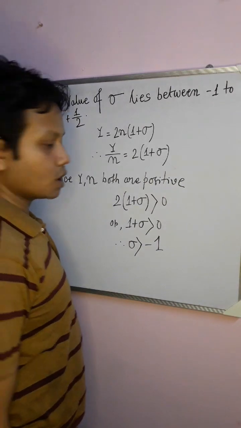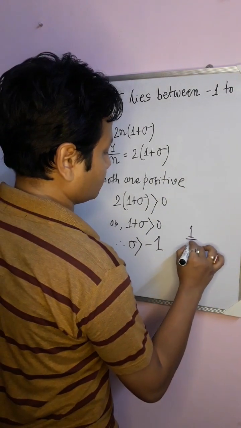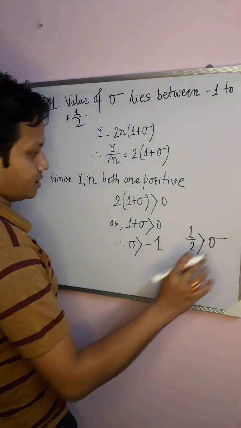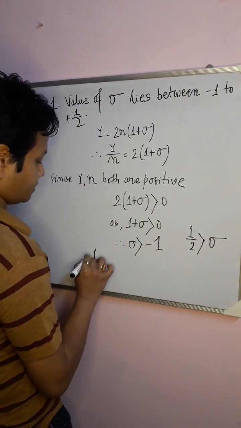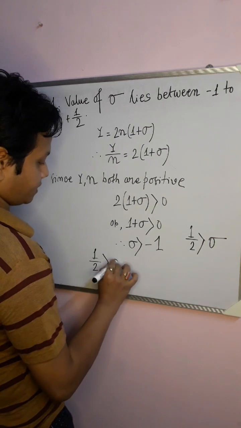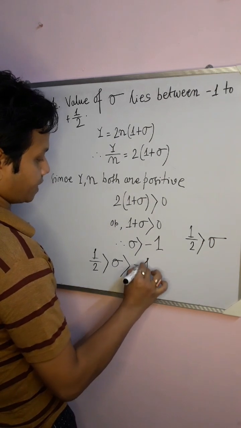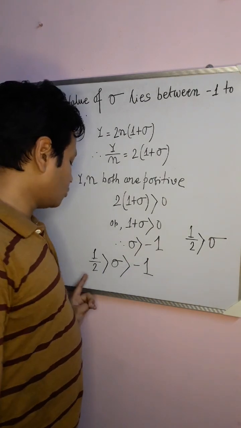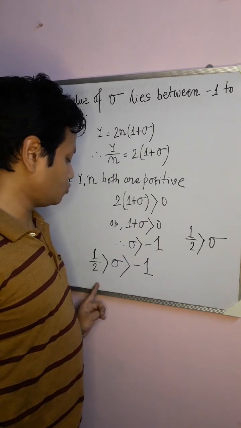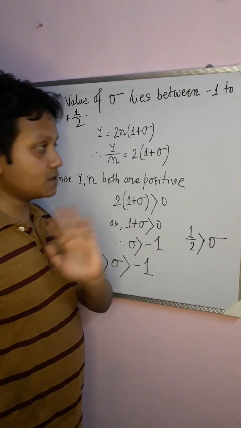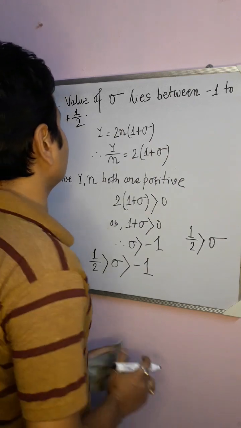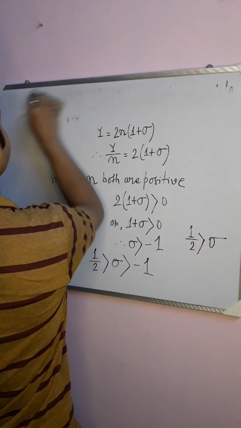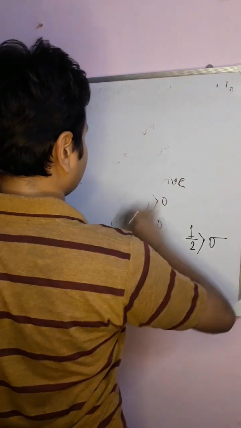So previously what did we find? Previously we found half greater than sigma, and here we found sigma greater than -1. So combining, we can write half greater than sigma greater than -1. This relation clearly indicates that the value of sigma lies between -1 to +half. So this is a short question, and very important: the value of sigma lies between -1 to +half.